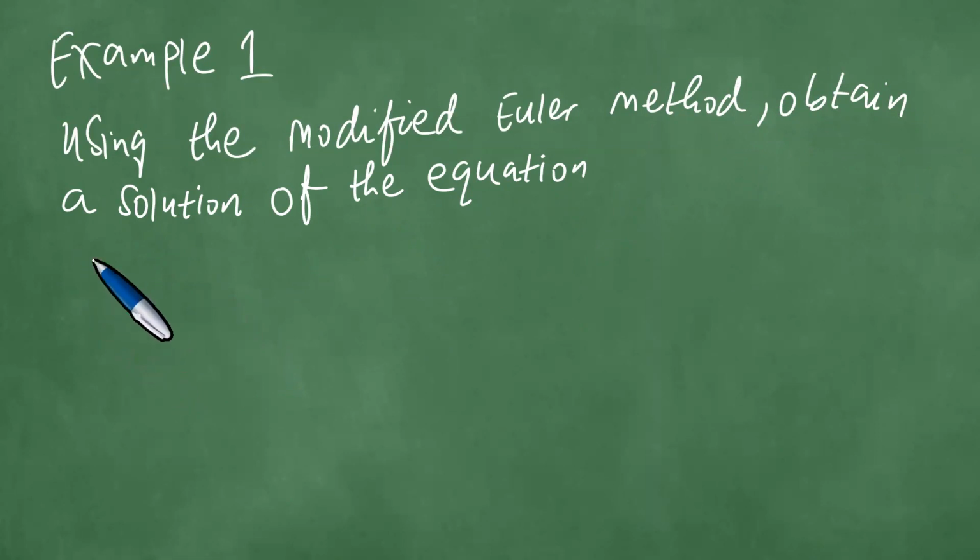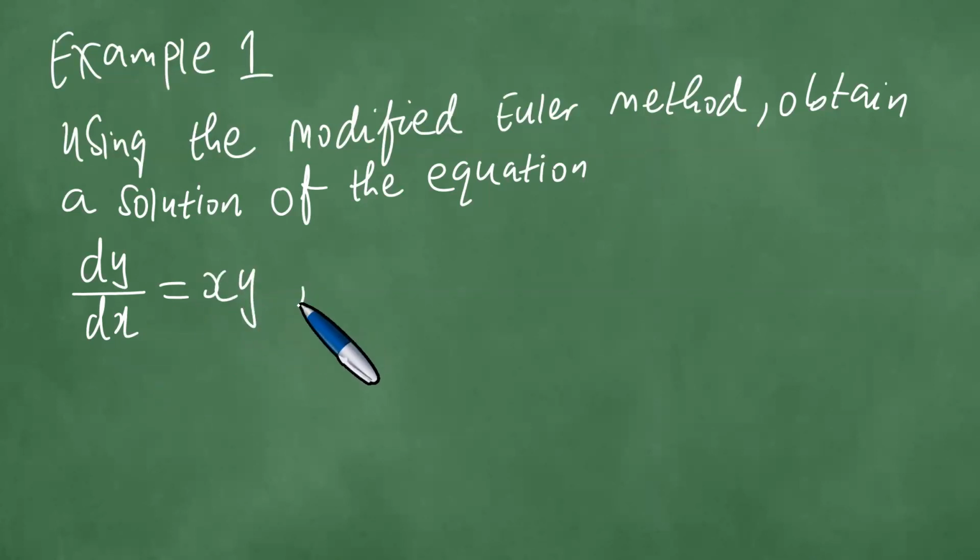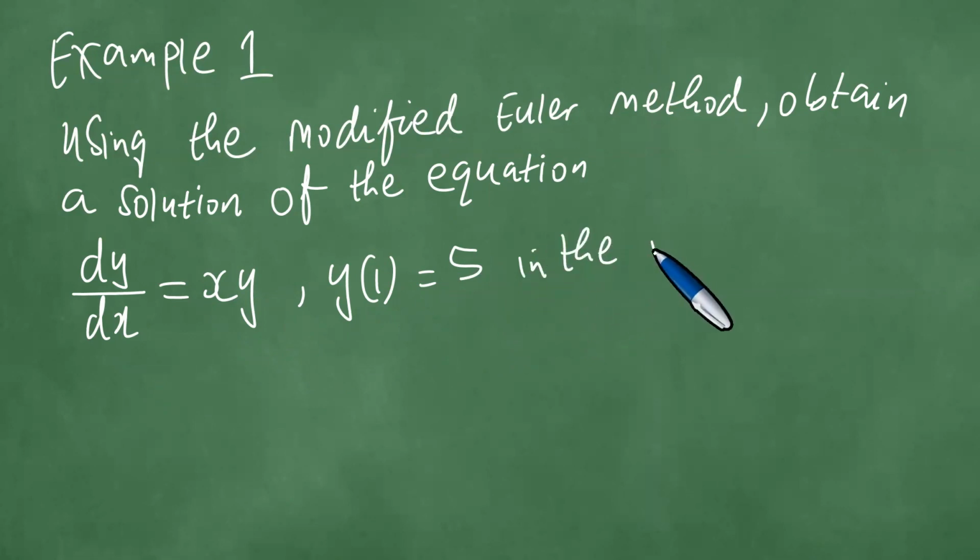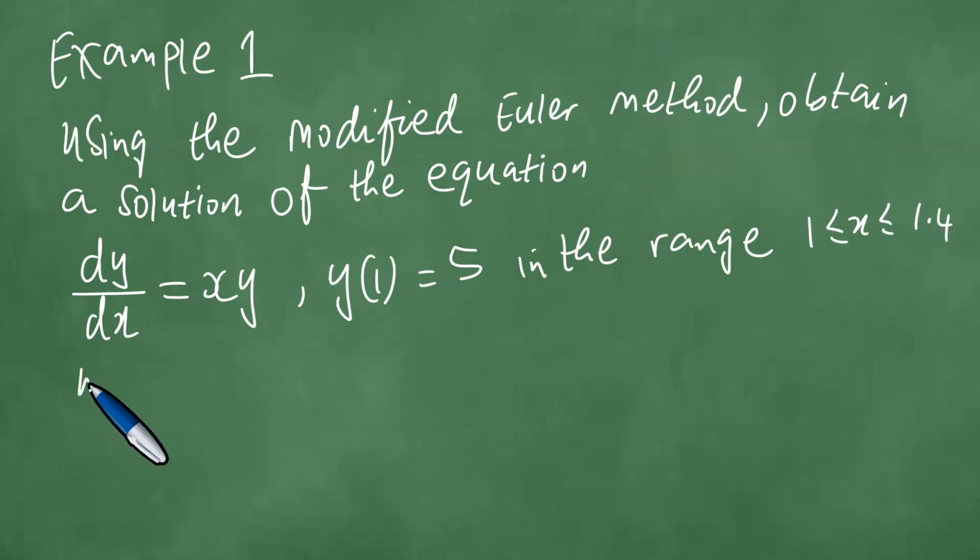Right, the equation is dy/dx = xy in the range 1 to 1.4, together with h equals 0.1.